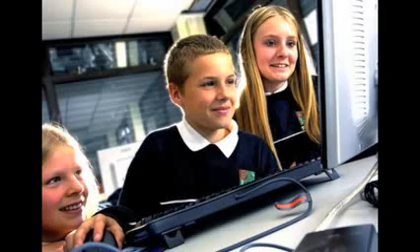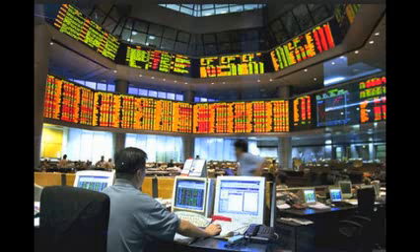The next picture on the right, in the top right-hand corner, we've got banks and banks of computer screens. This is probably a stock exchange, so we're talking here about finance, industry and international trade and commerce, where people are buying and selling shares across continents instantaneously.